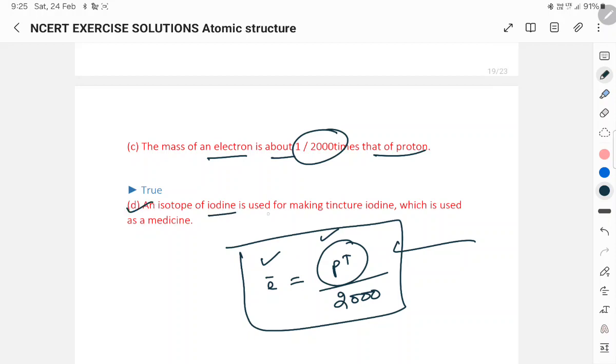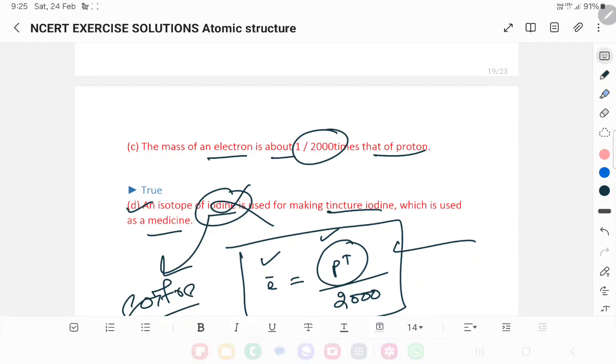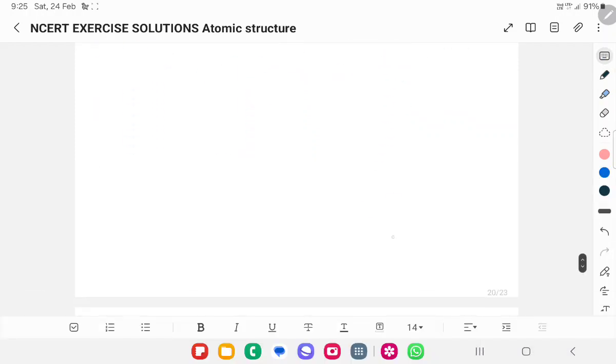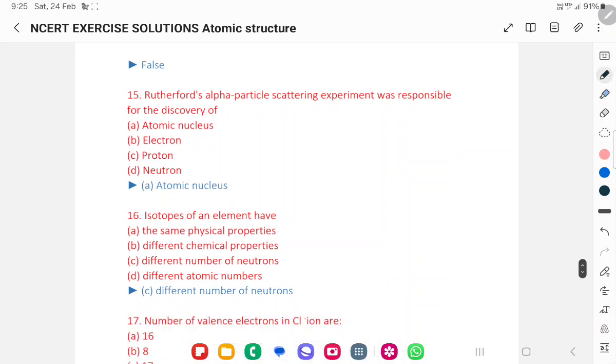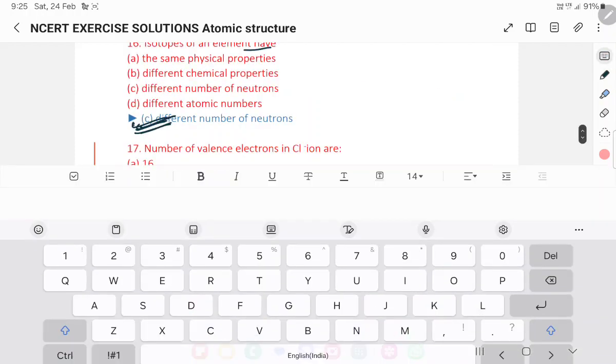An isotope of iodine is used for making tincture iodine, which is used as a medicine. No, right? An isotope of iodine is used in the treatment of goiter, right? So move to next question. Rutherford alpha scattering experiment was responsible for discovery of atomic nucleus. Isotope of an element have different number of neutrons, right? They have different number of neutrons.